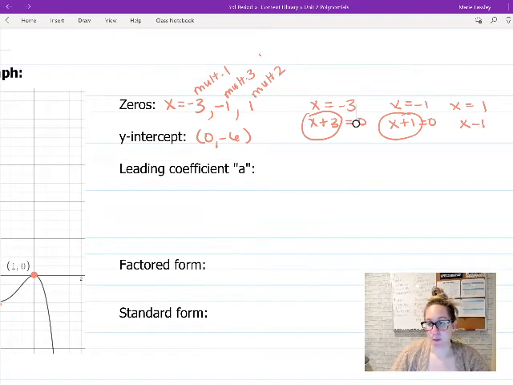So I have x minus 1 equals 0. So x minus 1 is my other factor.